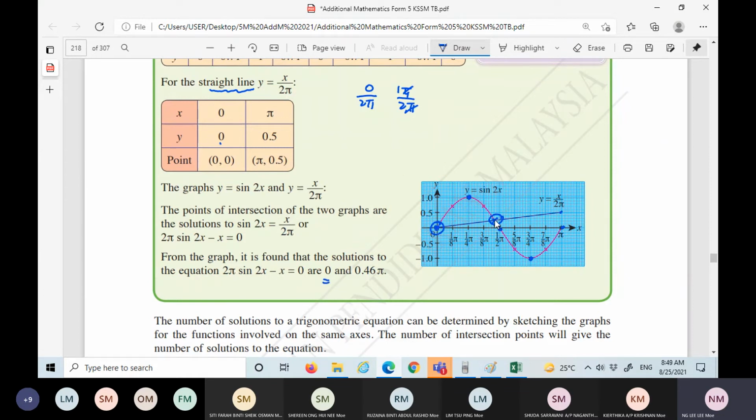Second solution, you have to read from your graph. So the answer is 0.46 pi. You have to see how many boxes. Okay, so this is example 15.